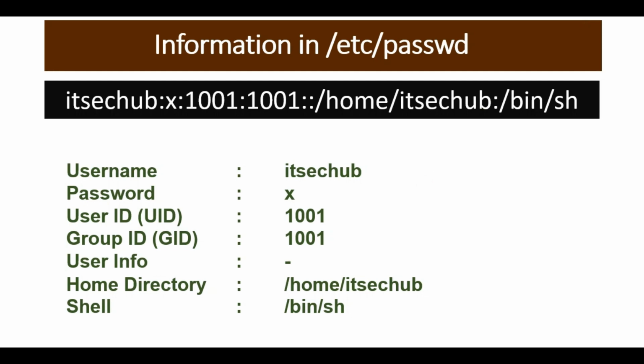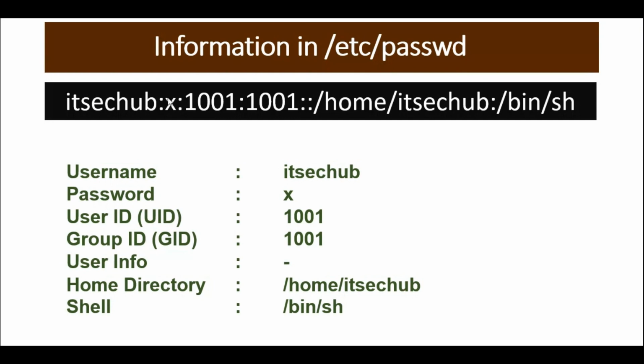So let's see what are these fields. The first field is the username. So in my file, the username is ITSec Hub. Now this is used to log in into the system. And the second is for the password. Here the password field is typically populated with an X. So this indicates that the password is stored in the shadow file rather than directly in the password file. By storing the password in a separate file with restricted access, it enhances the security of the user account information.